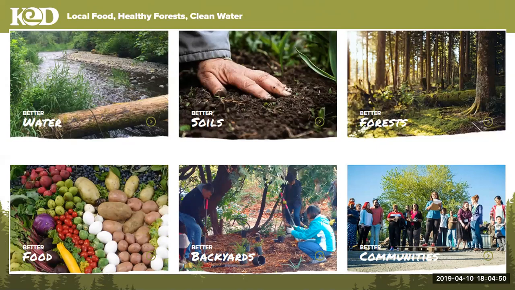Conservation districts were formed back in the Dust Bowl times, about in the 1930s, to help farmers implement better and more sustainable agriculture practices, and over time have evolved to meet the local needs around resource management and resource conservation in their service areas.